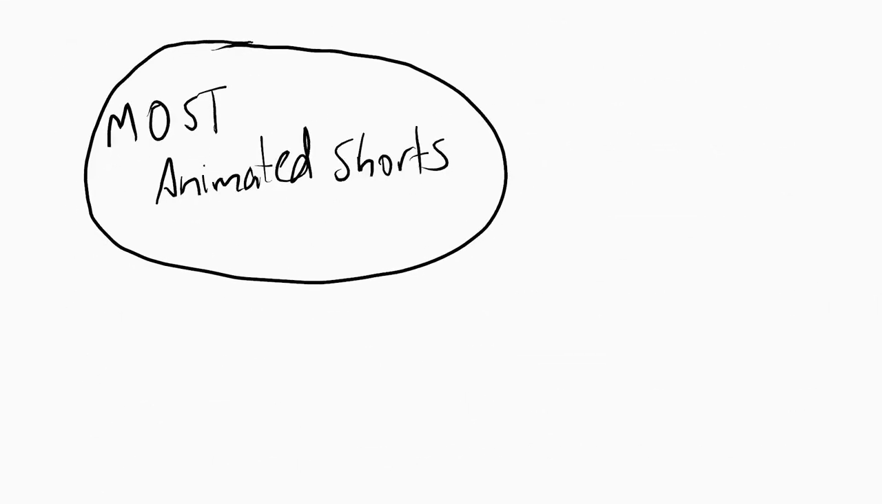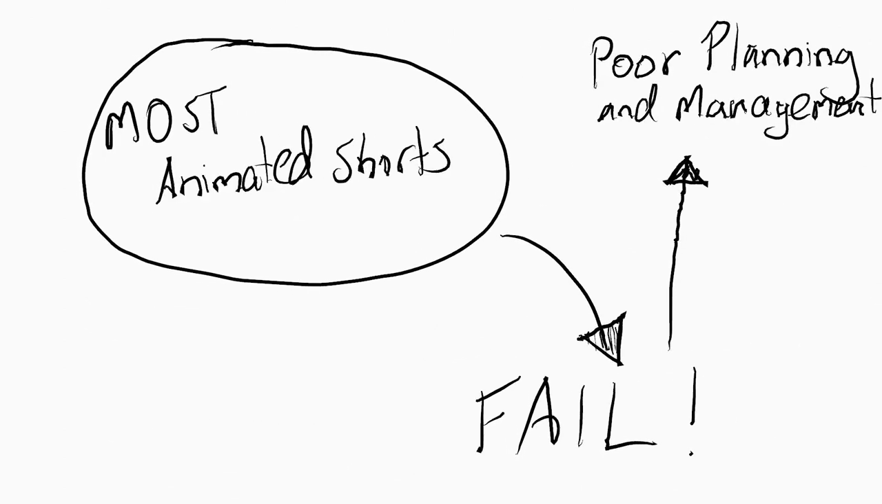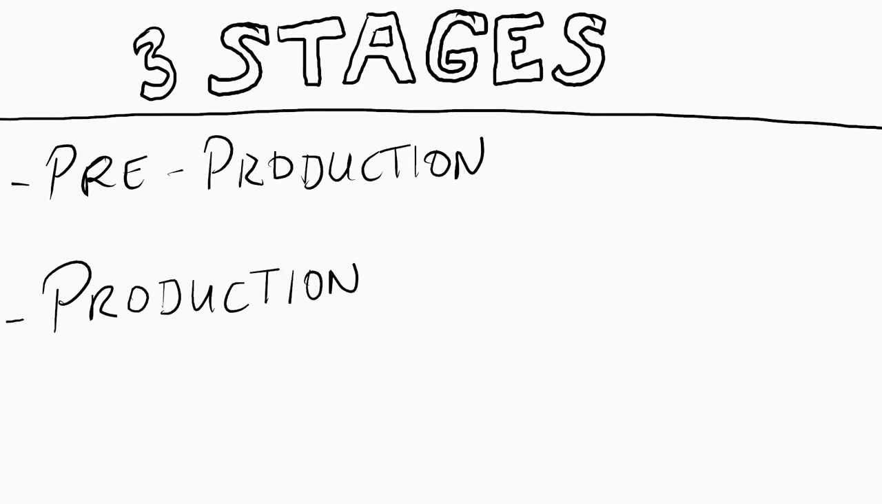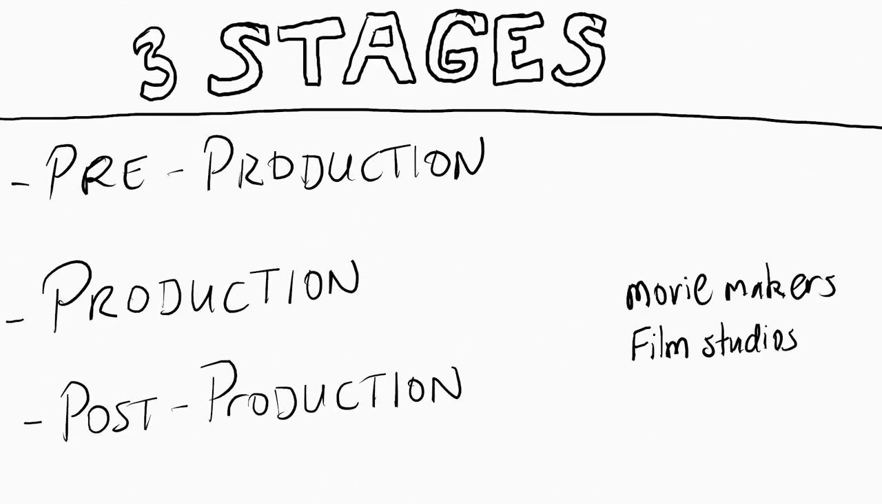A lot of animated short film projects fail due to poor planning and management. The three stages of film production can help you keep on track. The three stages are pre-production, production, and post-production. I have an entire video covering this topic, so go ahead and check it out on my channel. Basically, these are the stages most animated short filmmakers and even movie studios follow to pull off their animated films.